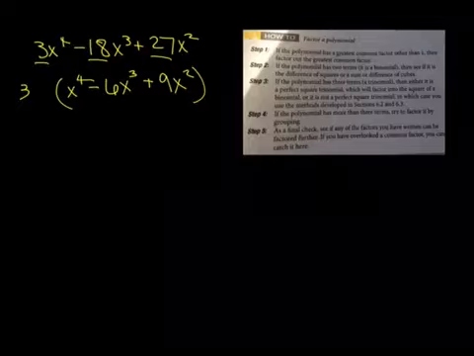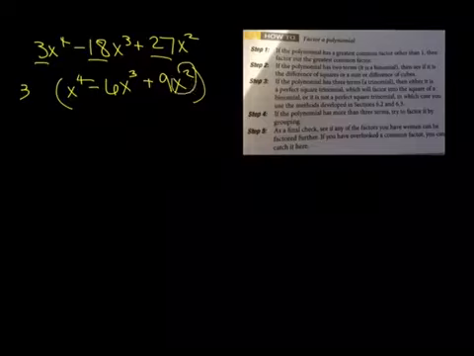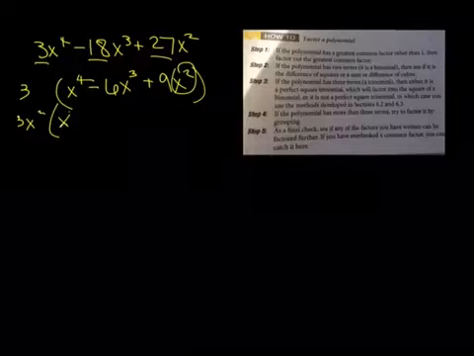Is there anything else I can factor out? Yeah, I've got x is common, so remember you take your lowest x and that becomes your GCF, and then I write what's left.